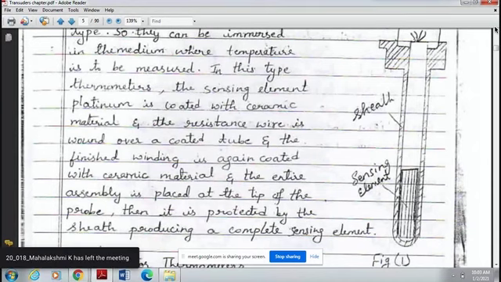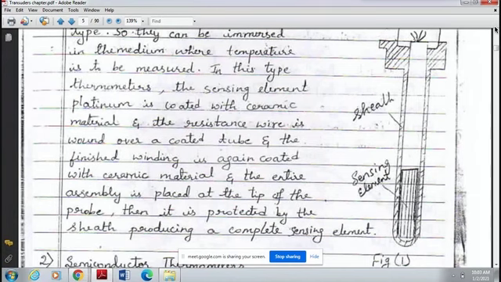So here also, for the resistance temperature transducer, as I told you, platinum is the best element. Hence, the sensing element is selected as platinum, and that sensing element will be placed at the tip of this probe or tube, you can say. Okay, at the tip of the tube, the platinum will be placed. This platinum will be wound with some resistance wire, which is made up of ceramic material. Okay, this resistance wire will again be coated with ceramic.